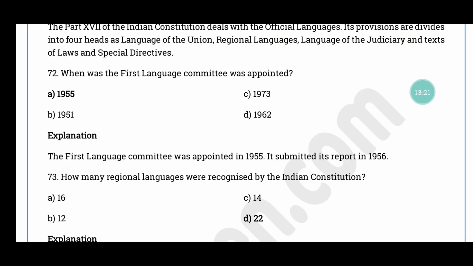Question number 72. When was the first language committee was appointed? The correct answer is option A, 1955. First language committee was appointed in the year 1955. It submitted its reports in the year 1956.